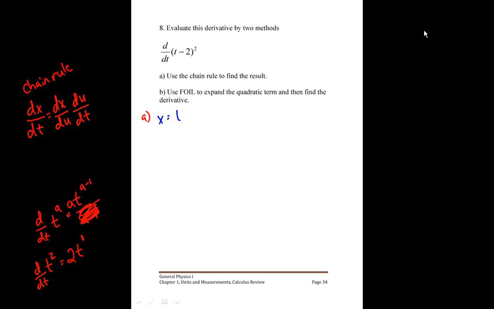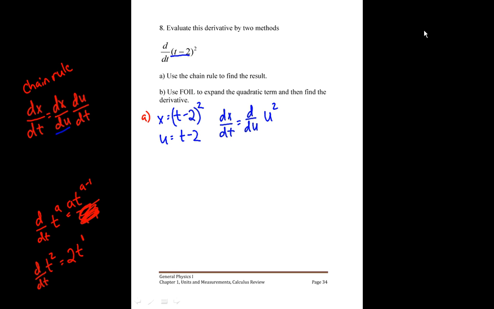x is equal to (t minus 2) squared. u is this term, u is equal to t minus 2. All right, so dx/dt is going to equal dx/du, that is d/du of x, which is u squared.